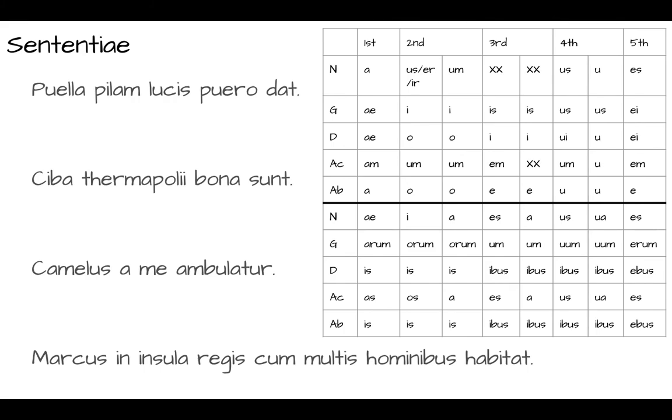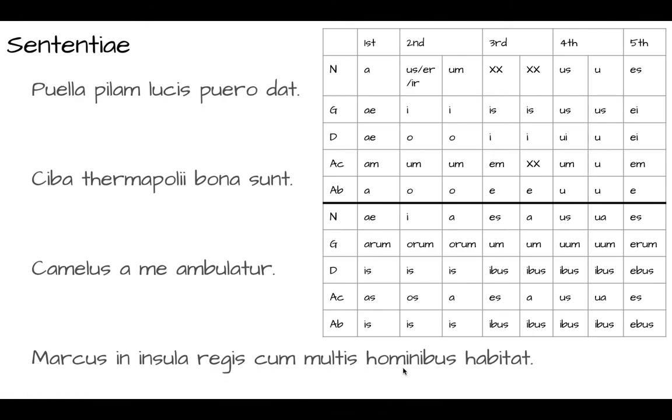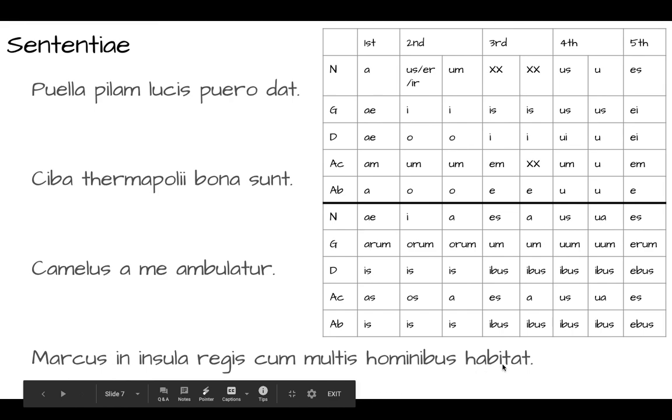Cum also takes the ablative, hominibus, from homo, hominis. Ibus could be dative or could be ablative. Cum needs an ablative. So multis hominibus would mean with many men or with many people. The whole sentence makes sense. So Marcus, nominativus, performs the verb habitat, lives or dwells, in insula regis, in the apartment of the king, cum multis hominibus, with many people.